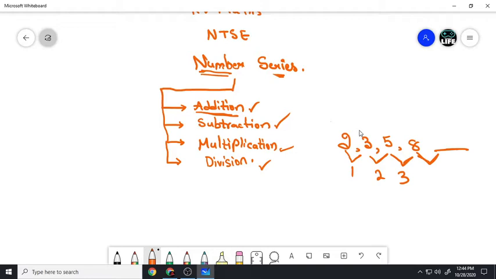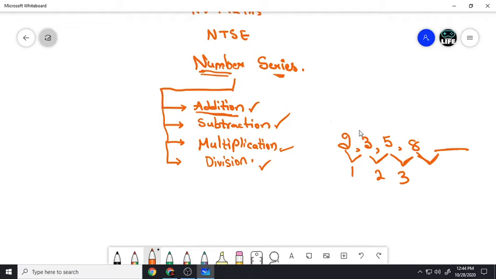So if suppose they have asked you like this, 10, 9, 8, 7, and what is the next number? They may ask you like this. As you can see, they are gradually decreasing. So they are subtraction series. There is no vast difference between the two numbers. So they are subtraction series.